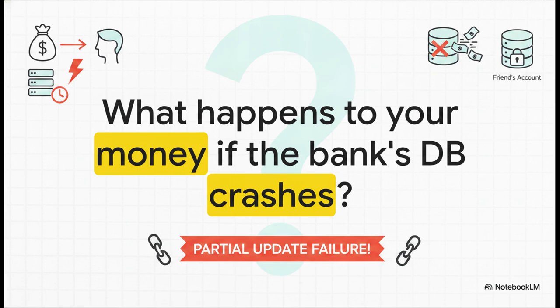So let's kick things off with a classic nightmare scenario. Picture this, you're transferring $200 to a friend. The database deducts the $200 from your account, but right at that exact millisecond, bam, the power goes out, the server crashes. When it finally reboots, your money is just gone. But your friend, they never actually got it. This is the absolute catastrophic reality of a partial update, and avoiding this exact disaster is the entire reason we have the concepts we're diving into today.